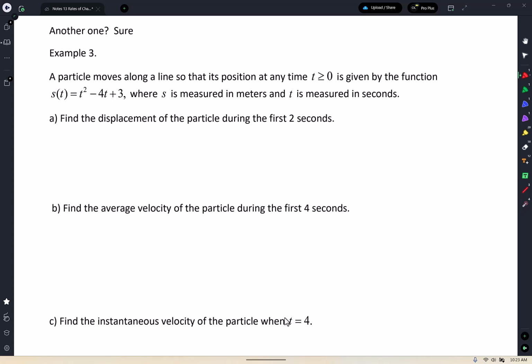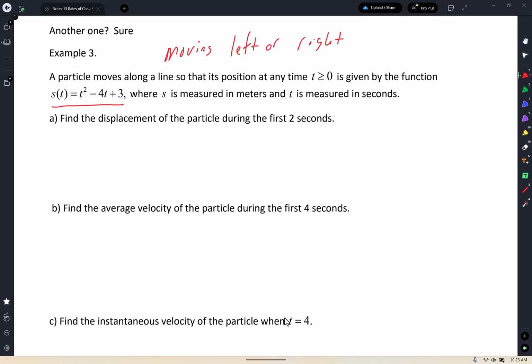We're going to go slow, guys, so let's see if we understand what's going on. A particle moves along a line, so that its position at any time t greater than 0 is given by the function. Okay, so here's my function. I'm moving on a line, so I'm either moving left or right. They don't tell me how the line is. It could be moving up or down, but I'm going to say left or right. Where s is measured in meters and t is measured in seconds.